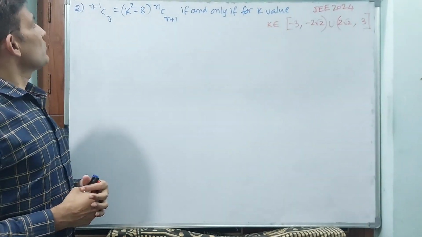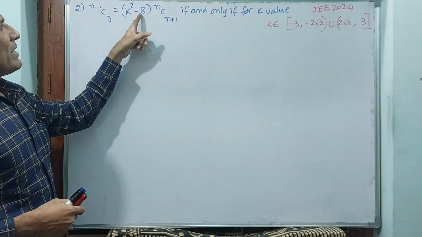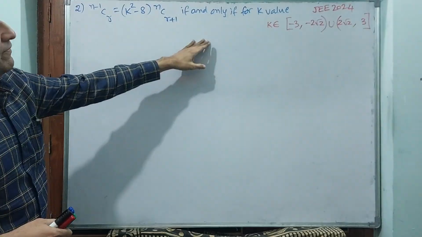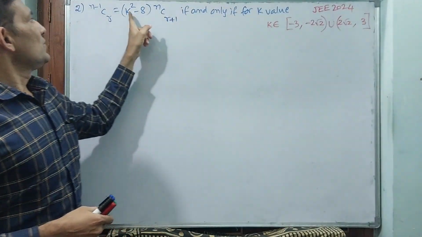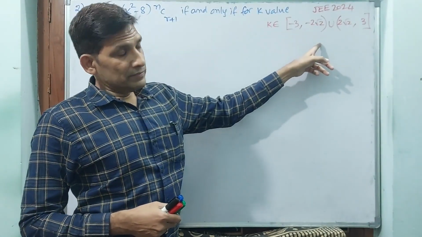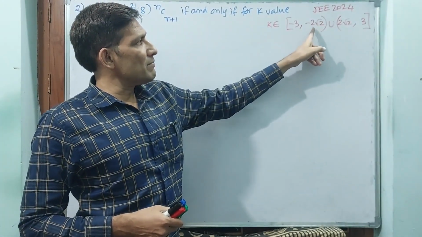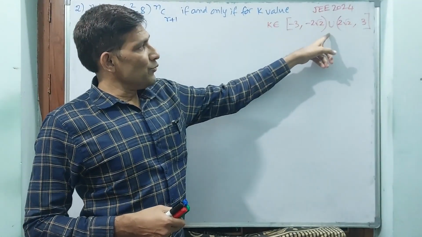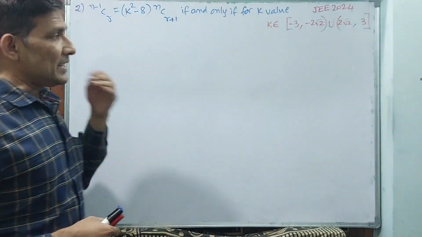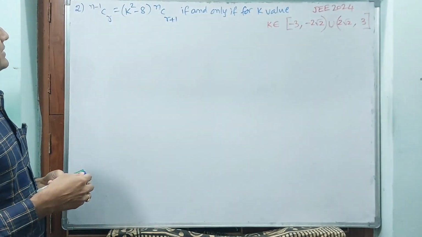Okay, see question number 2. (n-1)CR is equal to (k square minus 8) times nC(r+1) if and only if for what k value? See, how to find the k value here. The answer should be this one: k belongs to the closed interval of minus 3 to the open interval of minus 2 root 2, union the open interval of 2 root 2 to the closed interval of 3. This answer should come. Okay, let us see how we are going to tackle this question now.